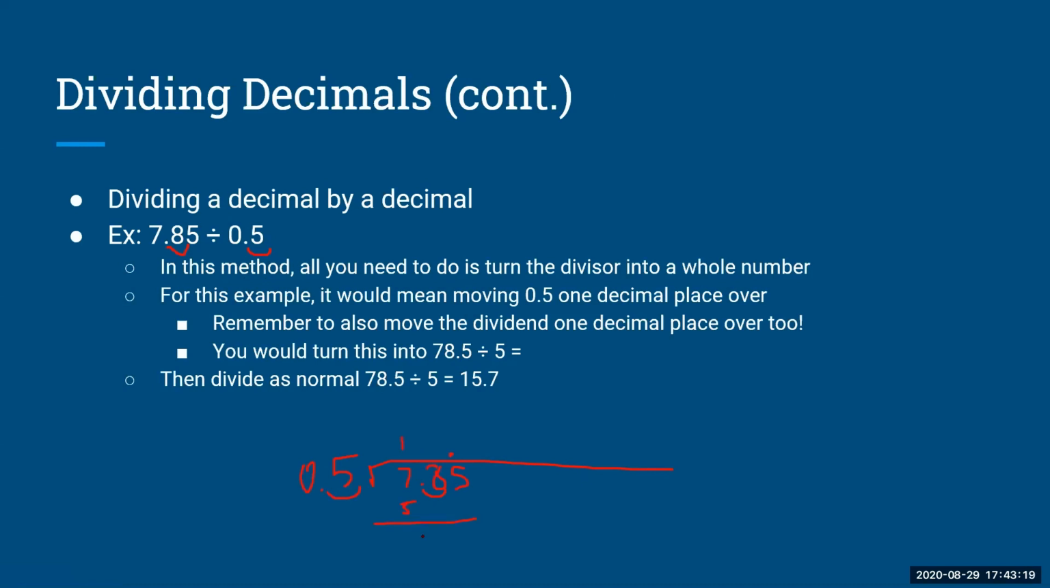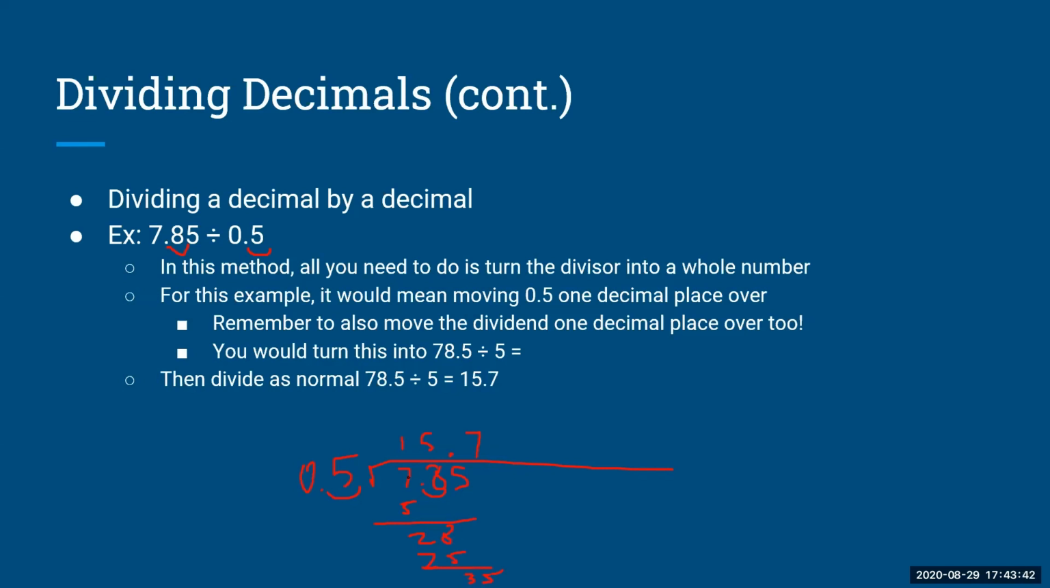So 5, 25. You get 35 and then 7. 7 times 5 is 35. And that would be your answer. 15.7.